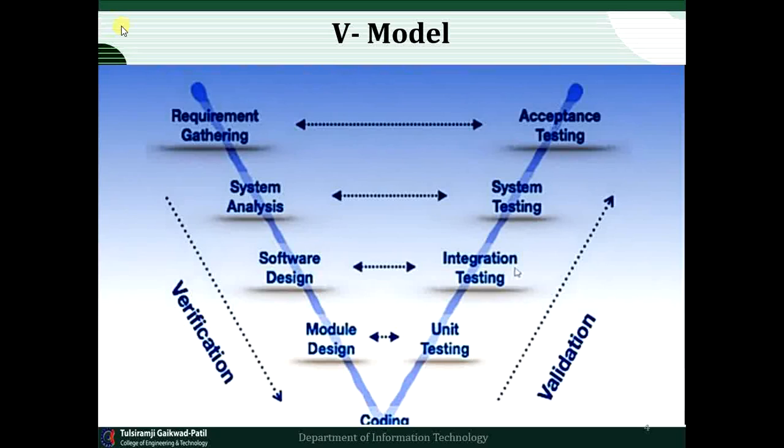Next, we have system design. What does system design indicate? System design indicates the system analysis phases or the different types of requirement analysis phases.